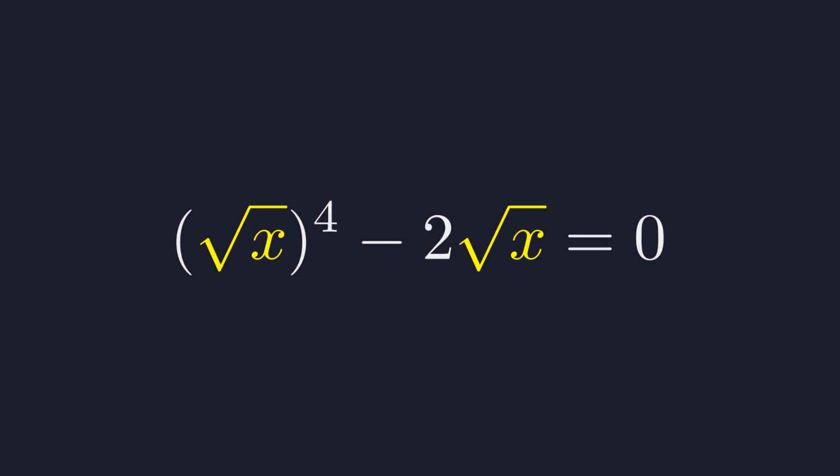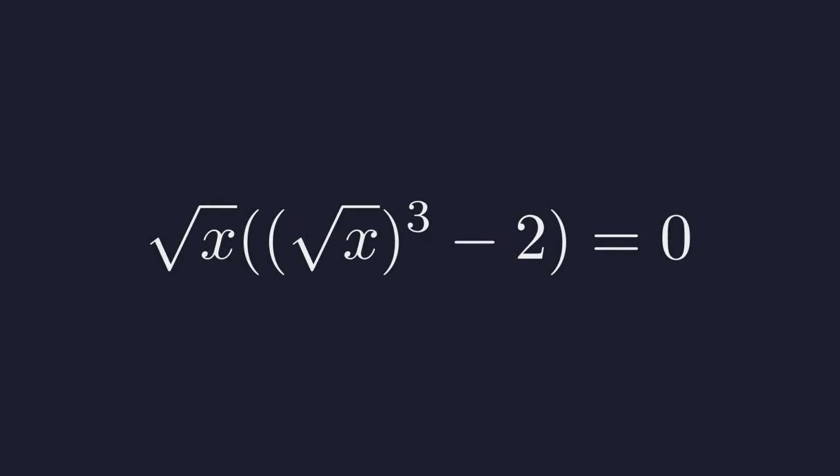Both terms have square root of x as a factor. Factor it out, and we get square root of x times the quantity square root of x cubed minus 2, all equal to 0. The zero product property tells us at least one of these factors must be 0. So we have 2 cases.